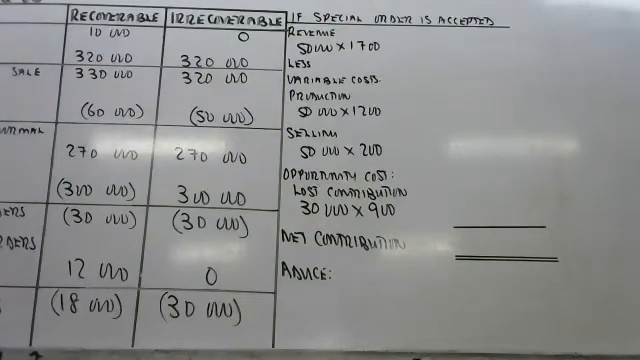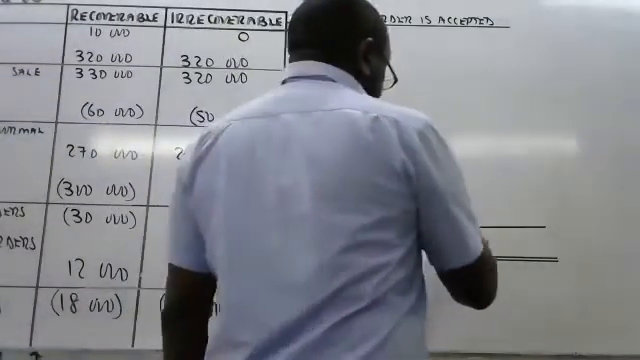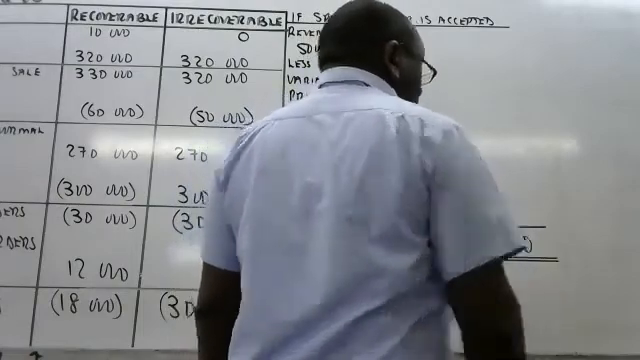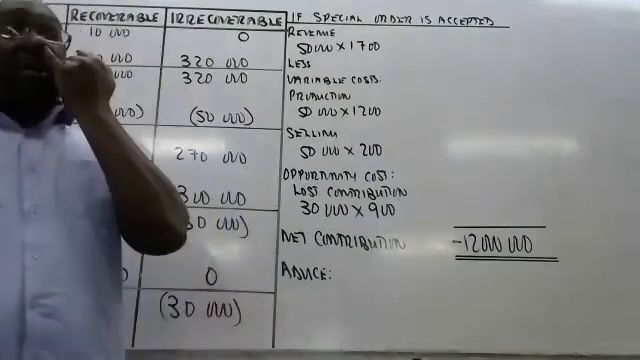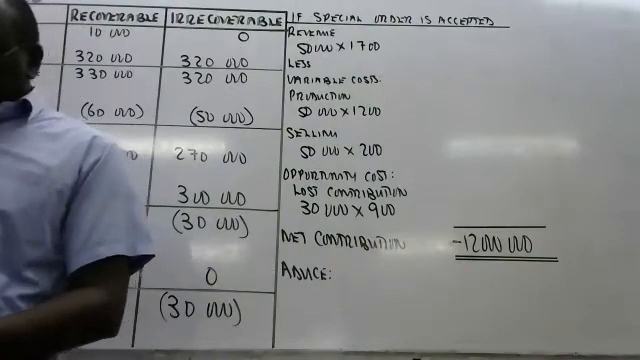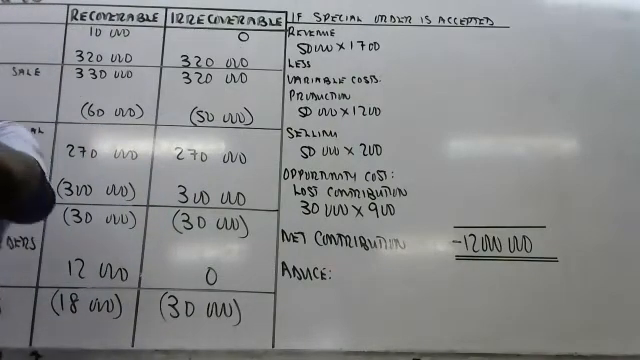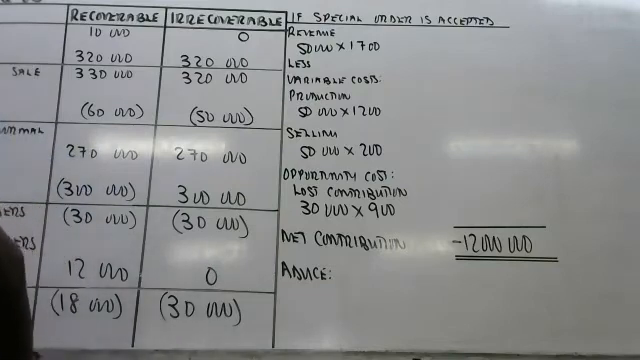The loss of how much? 12 million. So the advice obviously then would be to reject. Agreed? Okay.